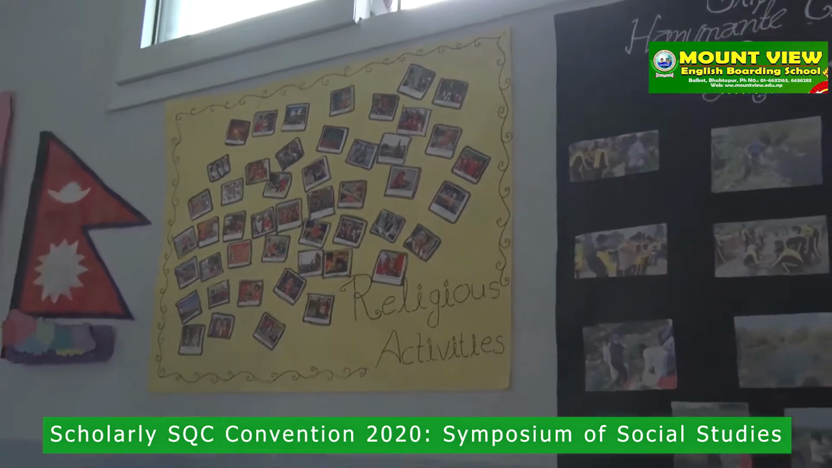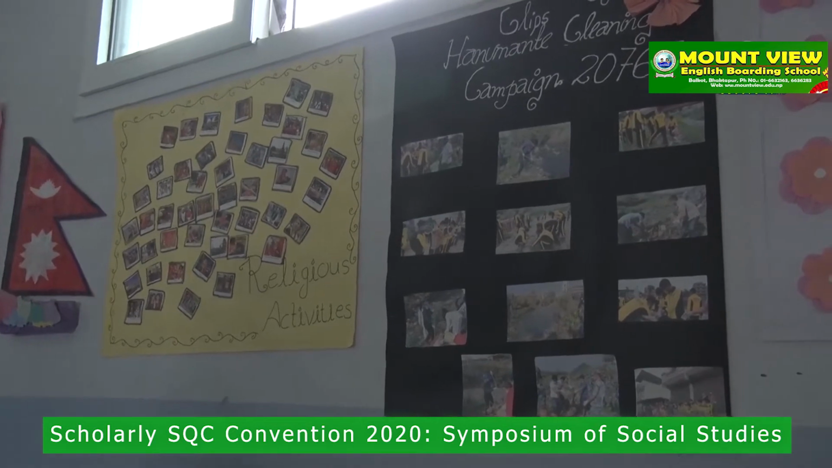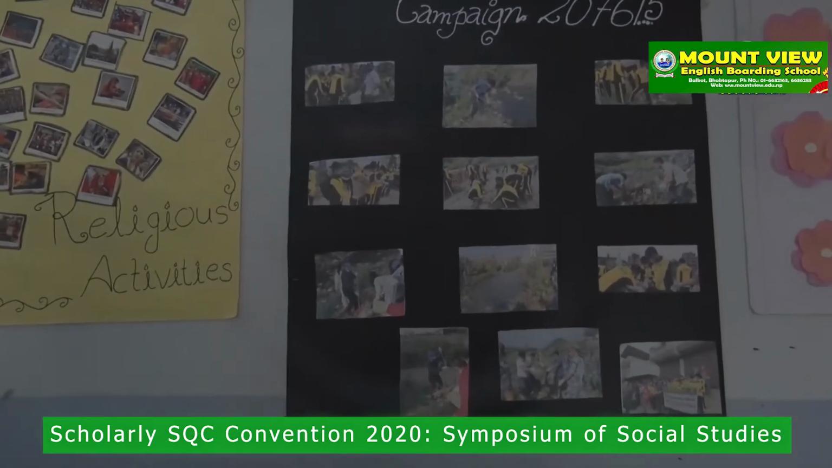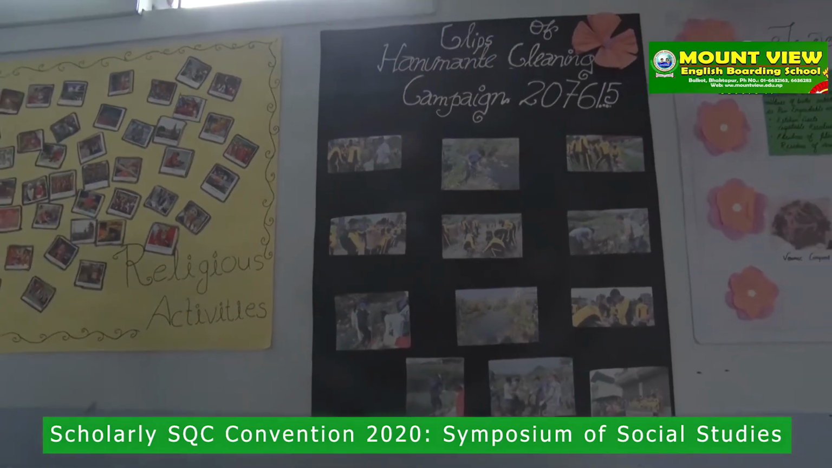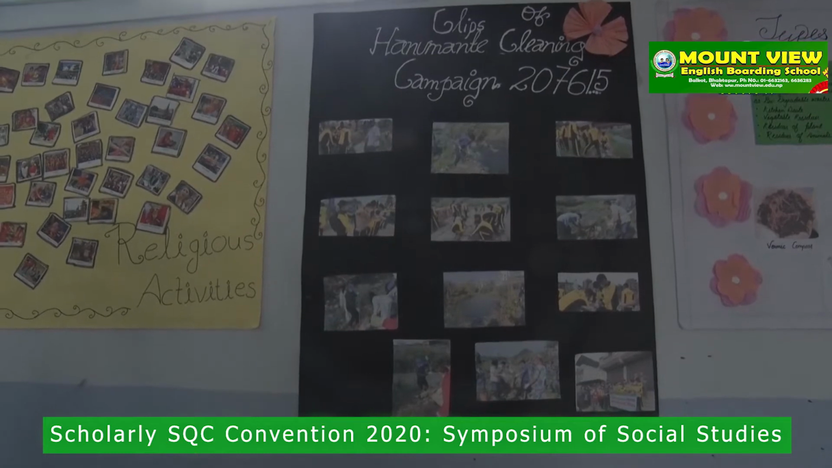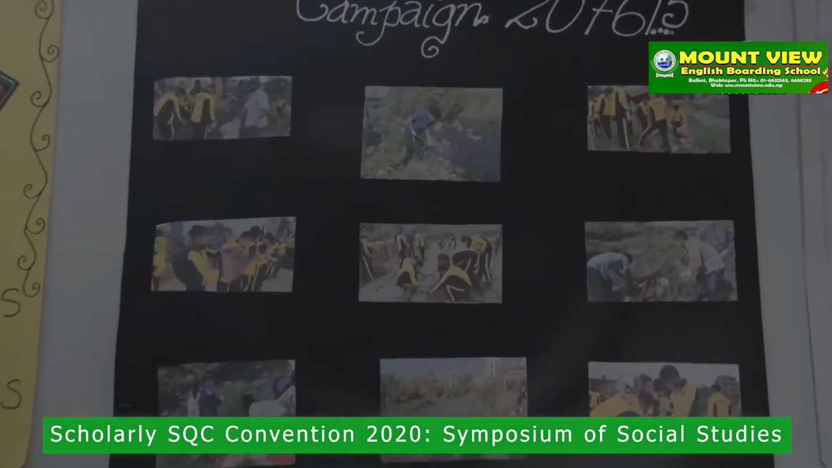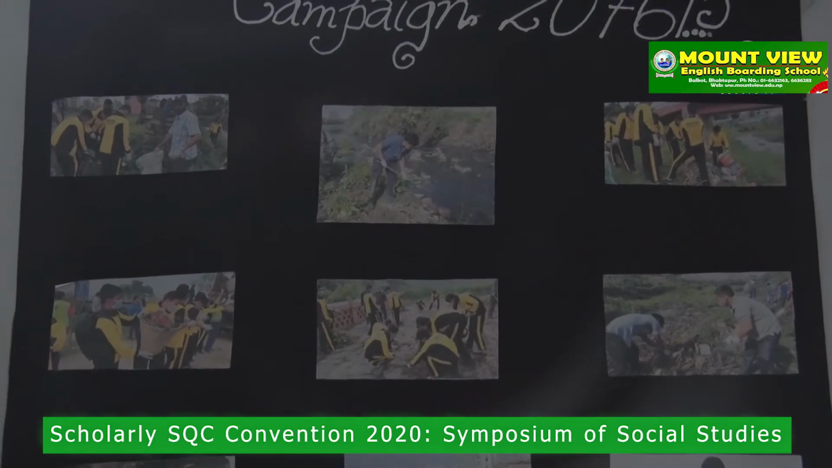Moving on to the clip of the Hanumante cleaning campaign. This is a clip of the Hanumante cleaning campaign which we have done in the year 2075 and 76. In this work, all the students of Mount English Boarding School, including our principal sir and ma'am, were included in the cleaning campaign, in which we cleaned Hanumante River and many more areas.